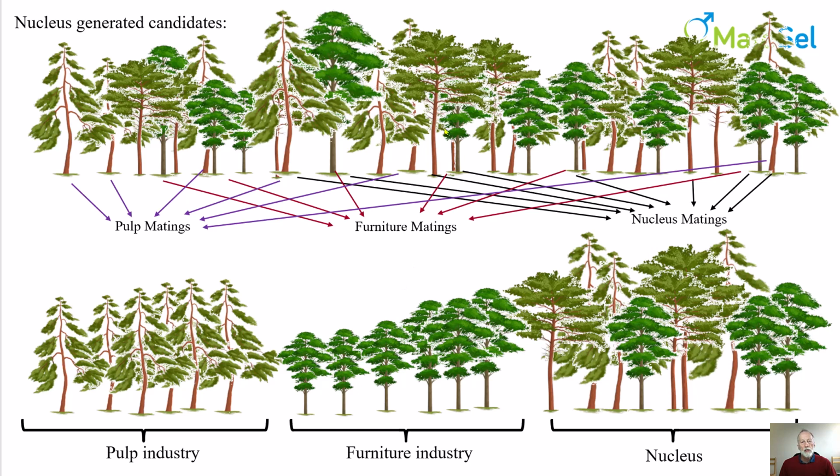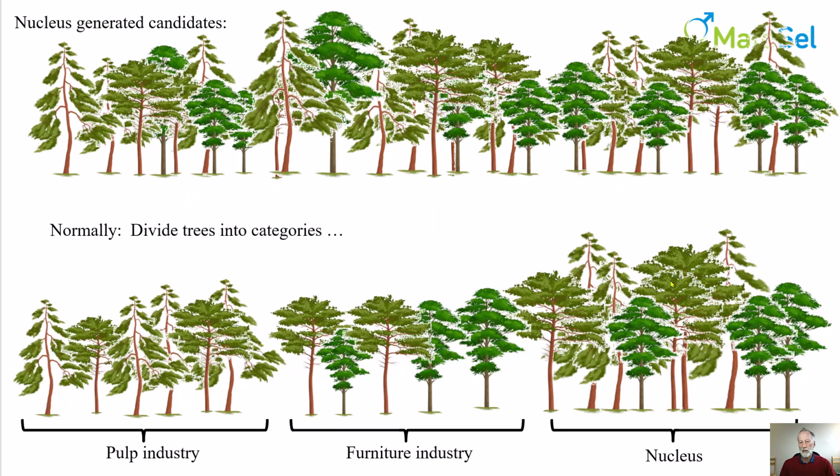So what we do is, rather than just make selections, we make selections and matings and generate a new generation where we have a better chance of doing that. This slide's not directly comparable, but I've laid it out this way for illustration. If I go back to the previous slide, you can see that we don't have so much specialization in the furniture and pulp industry categories.